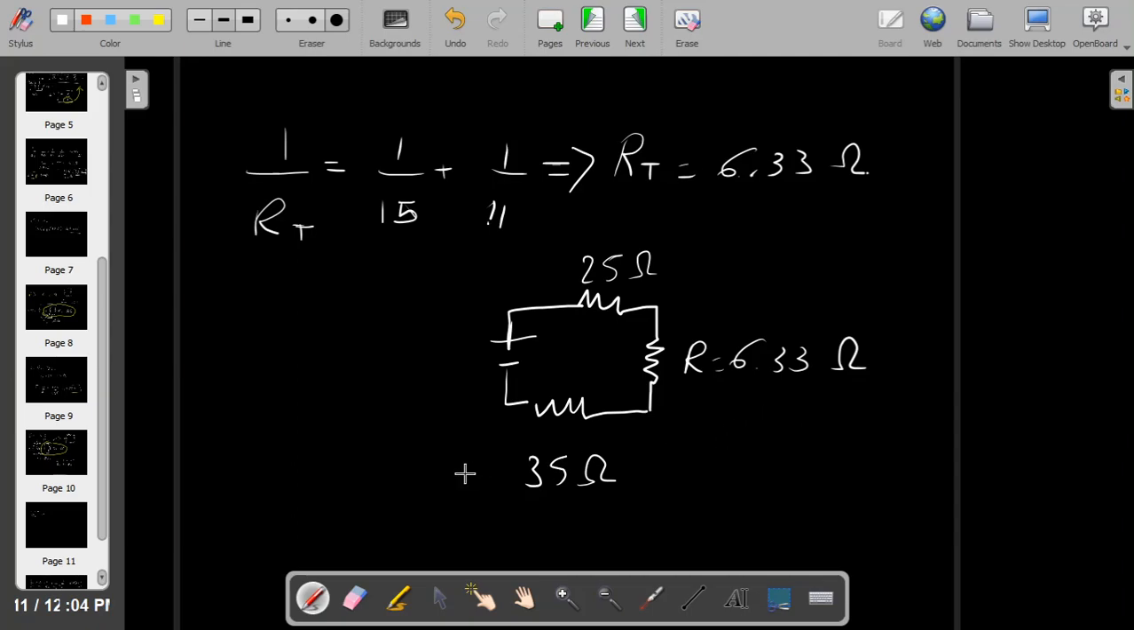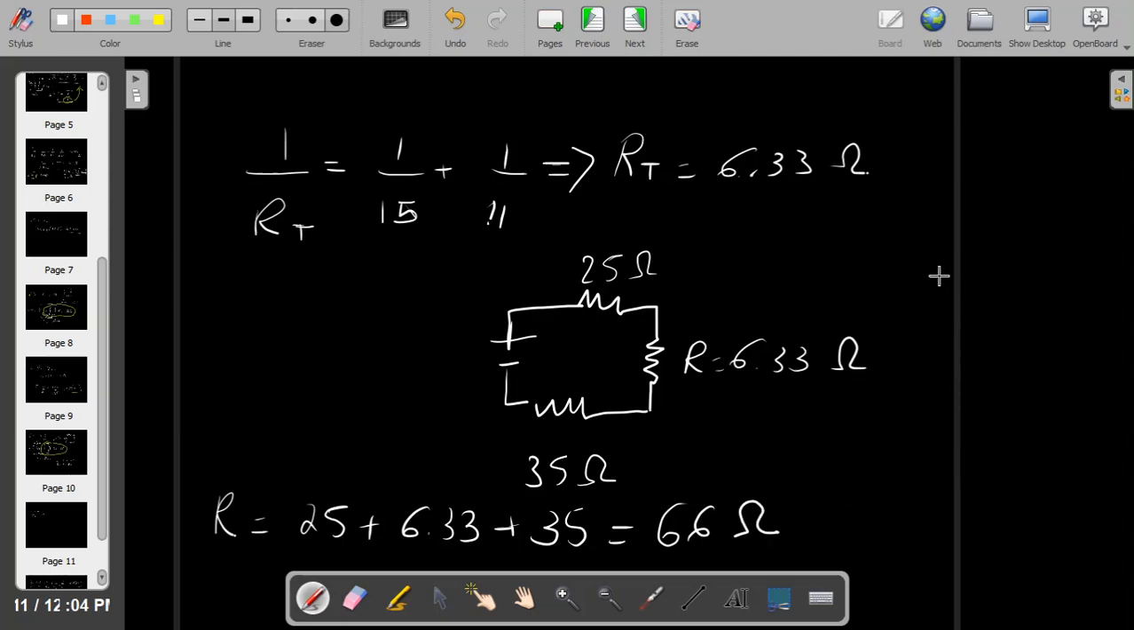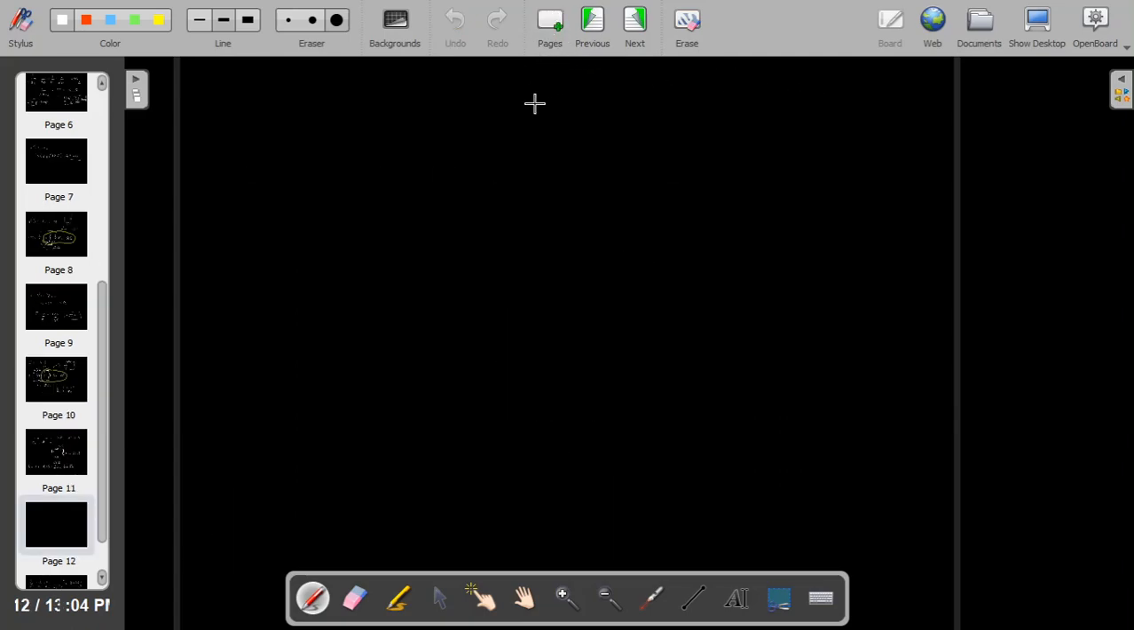Okay, so let's find the resistance in this circuit for the series that we have just created. And you know that you just have to add them. Just add them, the 25, the 6.33, and the 35 that was given to me. And if you add them up, the resistance now is 66 ohms. I just found the resistance for the whole circuit. Great. They wanted to know the power. I should have said why I'm doing this. I should have said that.